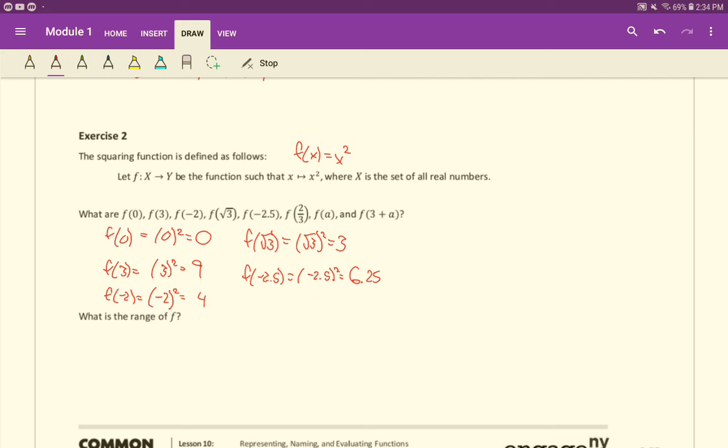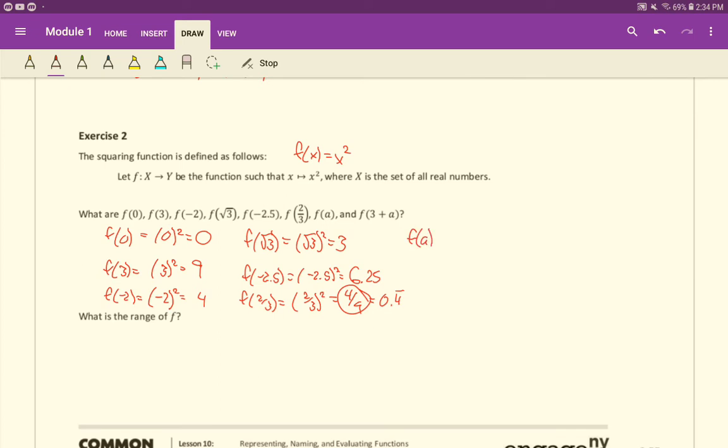And then f of 2/3. Well, that's going to be 2/3 squared. And when you square a fraction, you can just square the numerator and square the denominator, and so we get 4/9. As a decimal, that would be equal to 0.4 repeating, but this is really the preferable answer there.